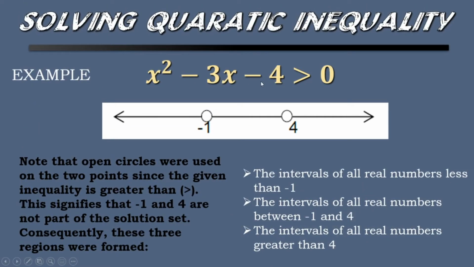Example, x squared minus 3x minus 4 greater than 0. So, note that the open circle was used on the 2 points since the given inequality is greater than. This signifies that negative 1 and 4 are not part of the solution set. The intervals of all real numbers less than negative 1, the interval of all real numbers between negative 1 and 4, and the interval of all real numbers greater than 4. So, nahati siya sa tatlo. Dito yung 1, 2, 3.